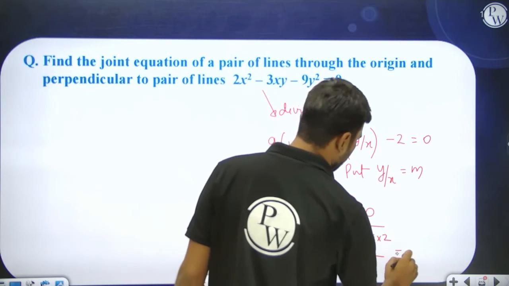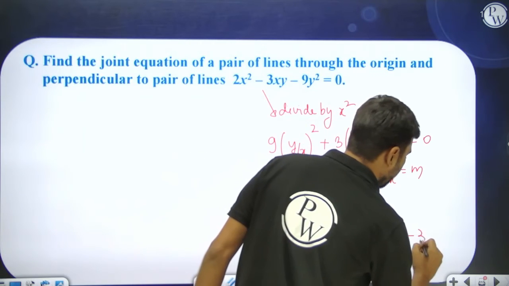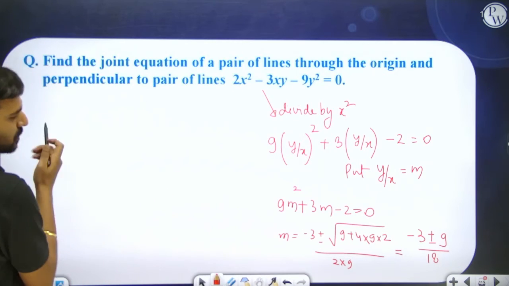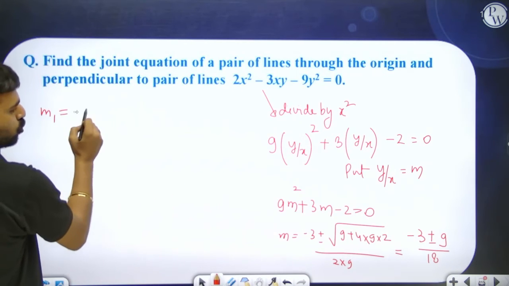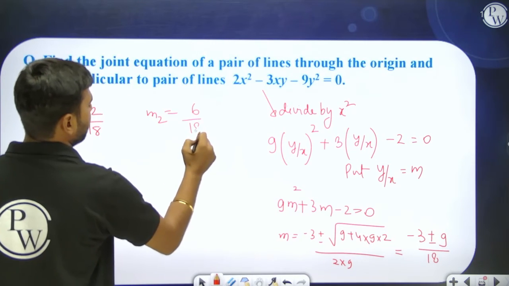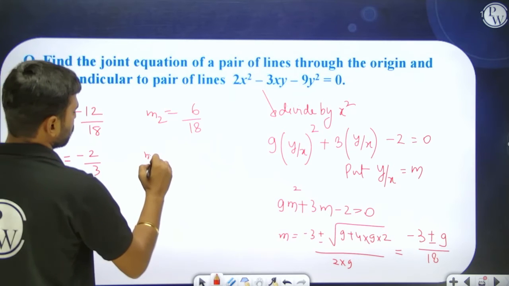So the slopes are coming out to be what? Let me see. 72, 81, 9. So (−3 ± 9) divided by 18. So this is going to be how much? This is going to be −12 divided by 18 is the one thing, and m2 is 6 divided by 18. So m1 is equal to −2 by 3 and m2 is equal to 1 by 3.